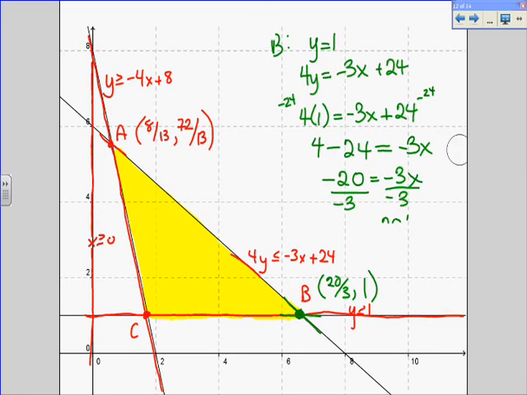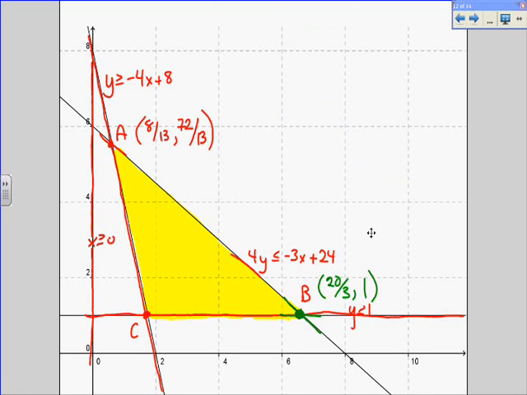Let's move on and solve for c. And I'll do this one in black. So c is the intersection between the line y equals 1 and the line y is equal to negative 4x plus 8.